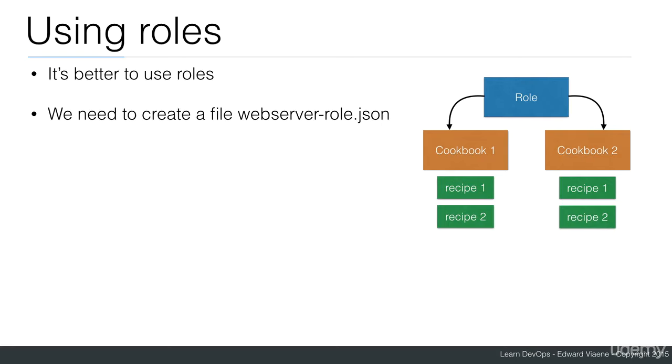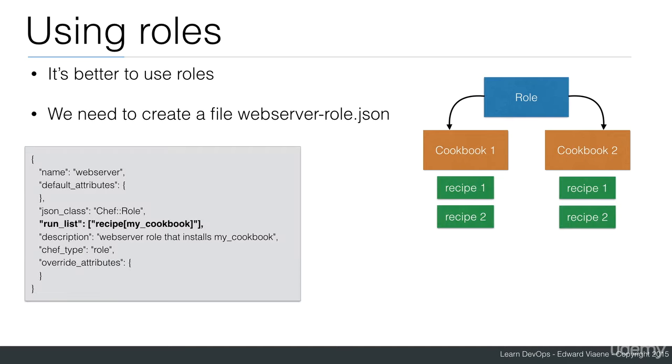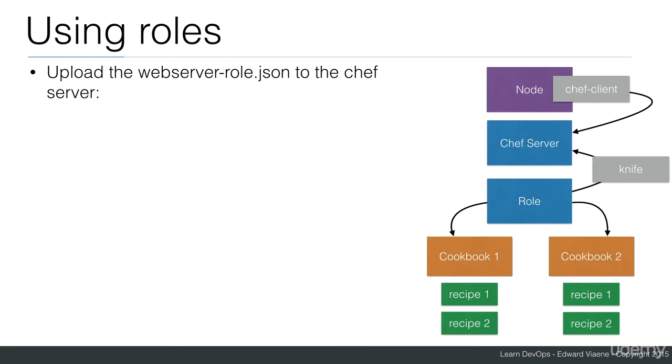We'll call it webserver-role.json. This role, as you can see on the right in blue, can contain multiple cookbooks. Cookbooks can then contain multiple recipes. In our example, our role will just have one cookbook in the run list, the My Cookbook, which runs the default.rb recipe. Again, every file we create, we need to upload to the Chef server.